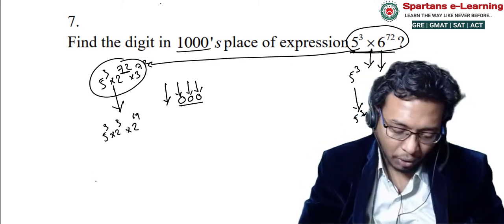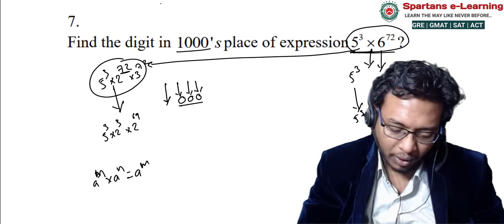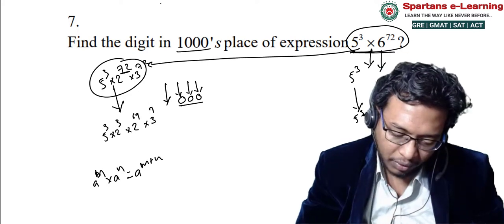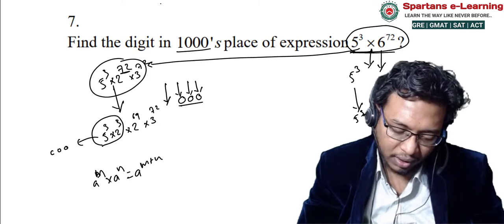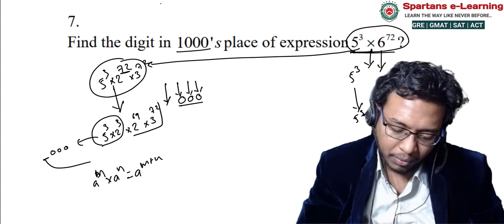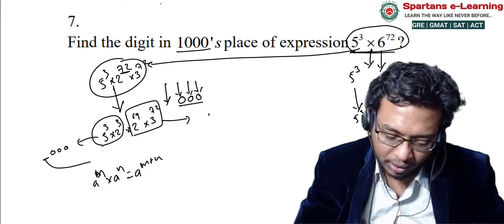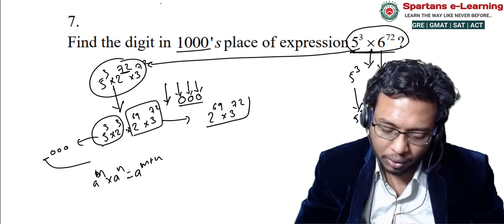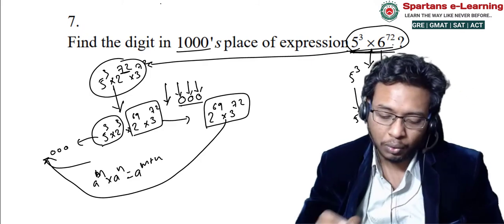If you have a form like a power m into a power n, you can write it as a power m plus n. So 69 plus 3 will be 72. Now this is again 3 power 72. This part is already giving you the last 3 digits as 0, but your target is to find the next digit. You will get it from the units digit of this question. Now this is converted into 2 power 69 into 3 power 72. Find the units digit of this, and that will give you the thousands digit of the whole question.